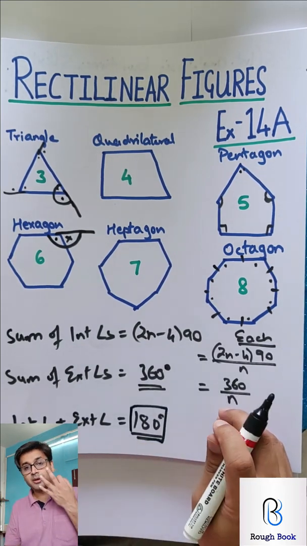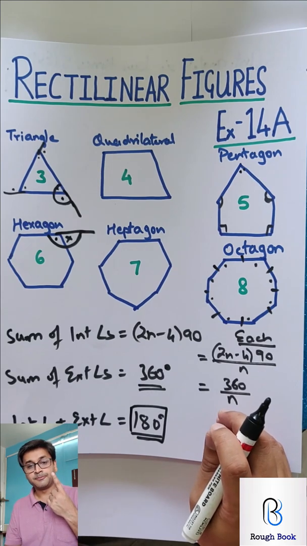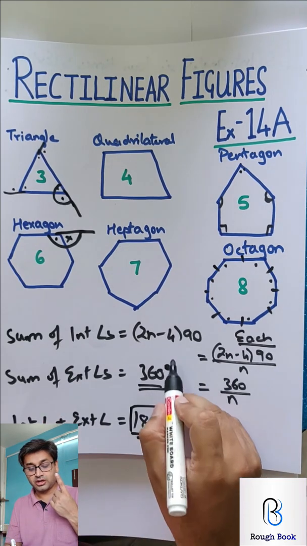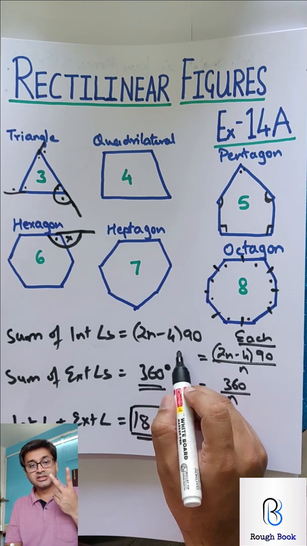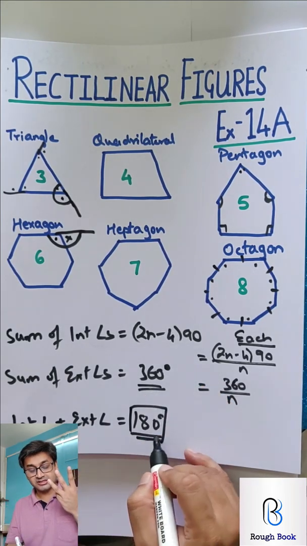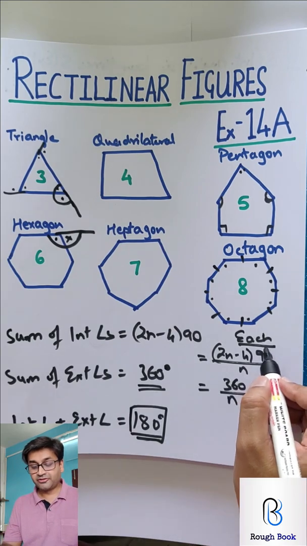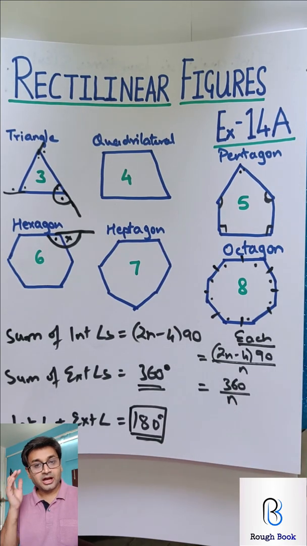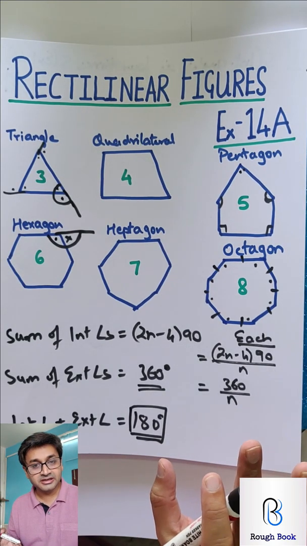So I want you to remember three things over here. Number one, the sum of all interior angles is (2n minus 4) into 90. Sum of all exterior angles is 360. And interior plus exterior is 180. If you want to find each, then divide by n. Am I very clear with this basic data?